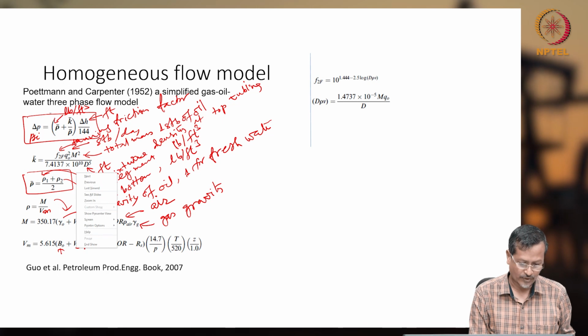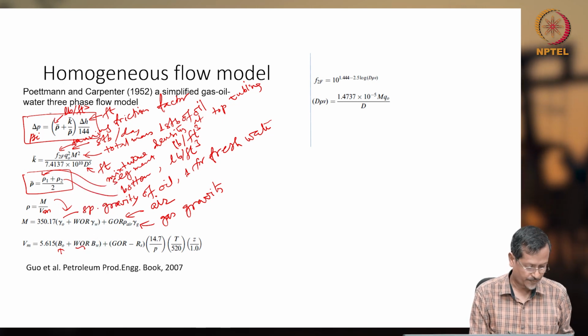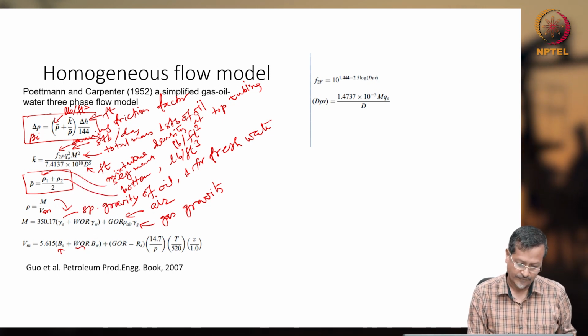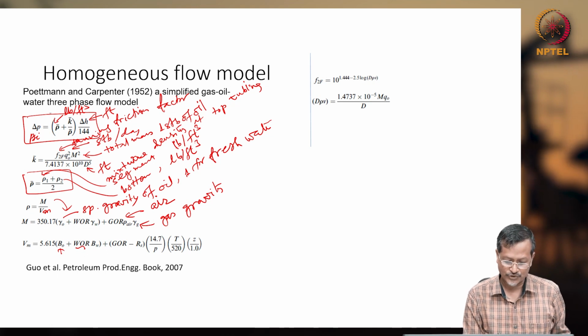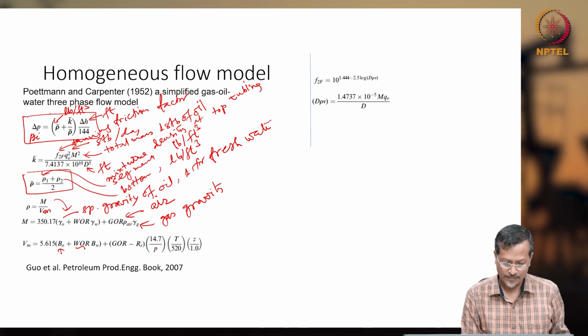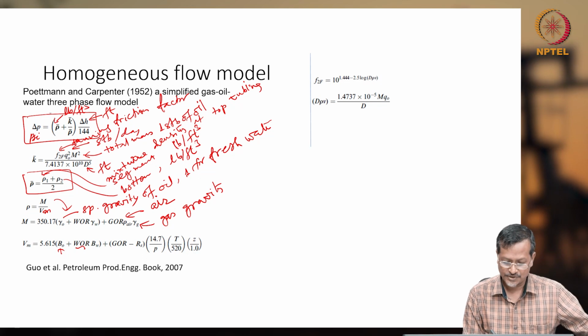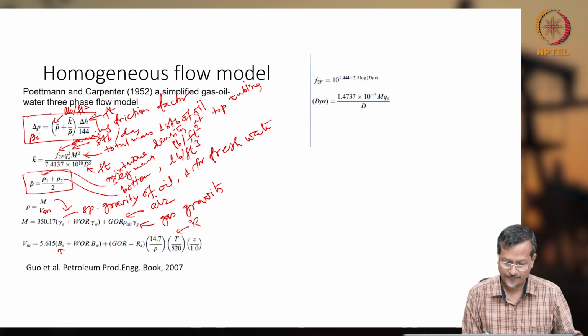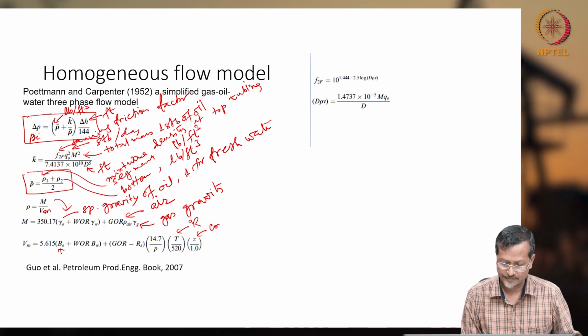And VM is already there in the rho equation, so VM will be coming: BO is the formation volume factor, WOR is the producing water oil ratio, BW is the formation volume factor of water, GOR is the gas oil ratio, Rs is the solution gas oil ratio, P is the in situ pressure, T is the temperature in Rankine, and Z is the compressibility factor.